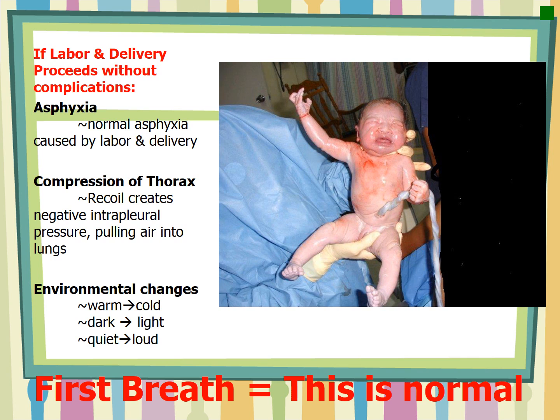Compression of the thorax occurs while passing through the birth canal. This does two things. First, it helps squeeze the fluid out of the lungs, and two, as it exits, the chest will recoil and expand to its original size and shape. The recoil creates a pressure change to allow air to enter the lungs.